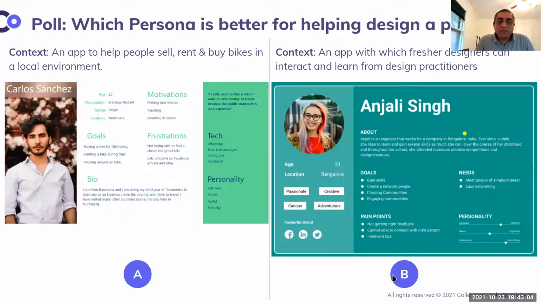Okay. So here are two personas, right? Now imagine that you're a product designer, and your research team has given you these personas A and B, and they said, all right, go ahead and design a product. Now the question is, which of these personas is better for designing a product? Take a look at it for a couple of seconds, and then Saurabh will start the poll, and then you can give in your thoughts.